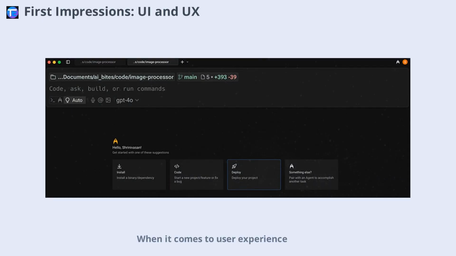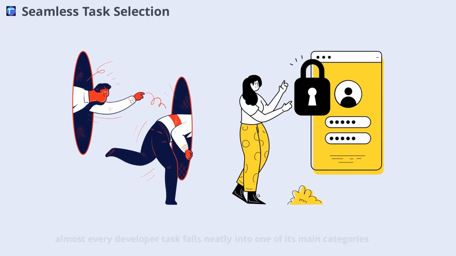When it comes to user experience, the differences between Claude Code and Warp are immediately noticeable. Claude Code assumes a certain level of command line expertise, requiring users to type commands like /help or /config just to get started. In contrast, Warp welcomes users with a clean interface and 4 broad categories: install, code, deploy, and more, making it easy to jump right in. This intuitive design means you can start working with just a few clicks, streamlining the process and reducing the learning curve for new users. With Warp, almost every developer task falls neatly into one of its main categories.